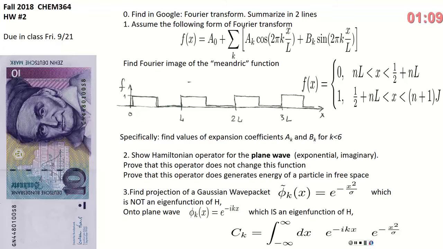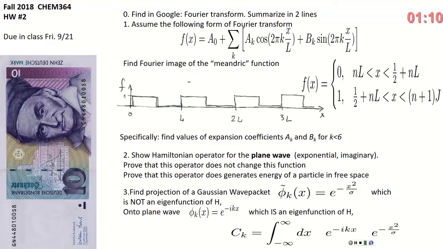So here I'm repeating it once again. The integral of the function of x times e^(-ik'x) dx will be equal to c sub k'. So we just need to practice this exercise. Okay? And then if we know these coefficients, we can plug them back and see if the function is reproduced.